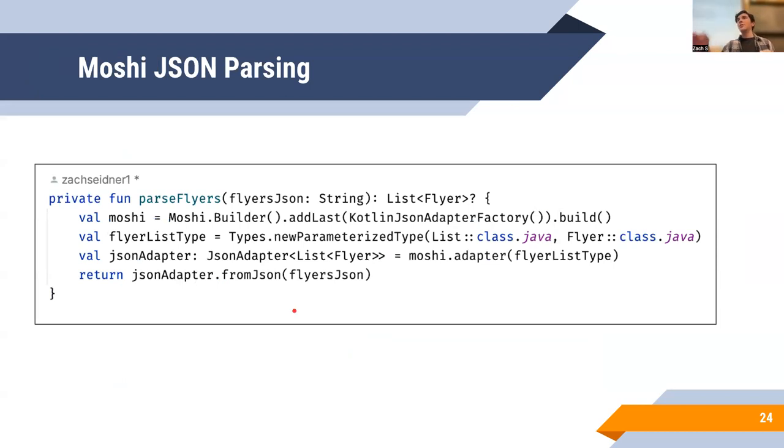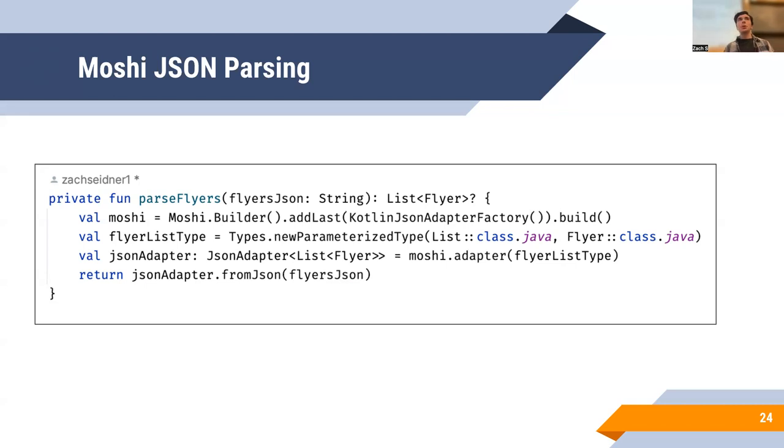Okay, now let's talk about JSON. This should answer your question from earlier: what is this parseFlyers method? It takes in some JSON, which is of type string, and we want to return a list of flyers. Flyers have different attributes: they might have a start time, an end time, a title, an image URL. We want to get all of that out of the string and into an object.